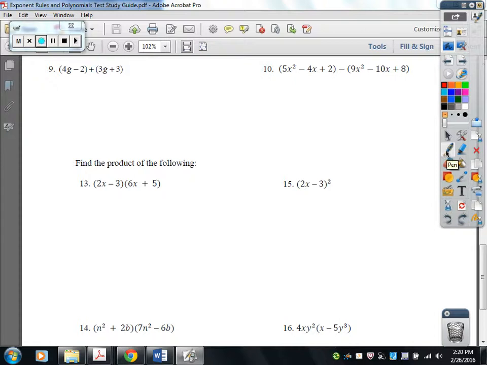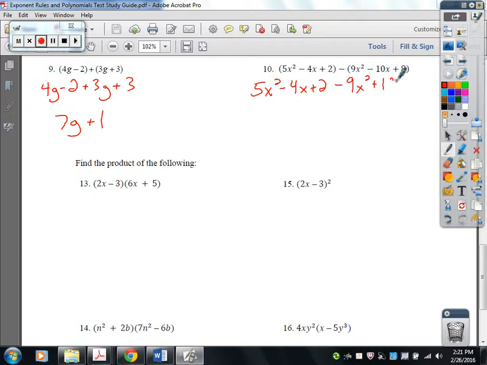Alright. So this is just going to be 4g minus 2 plus 3g plus 3. 4g plus 3g is 7g, negative 2 plus 3 is positive 1. This is going to be 5x squared minus 4x plus 2 minus 9x squared, plus 10x minus 8. Like terms, 5x squared minus 9x squared is negative 4x squared. Negative 4x plus 10x is positive 6x. 2 minus 8 is negative 6.